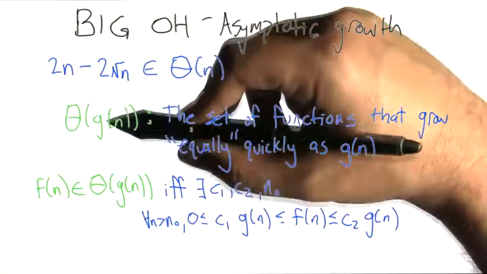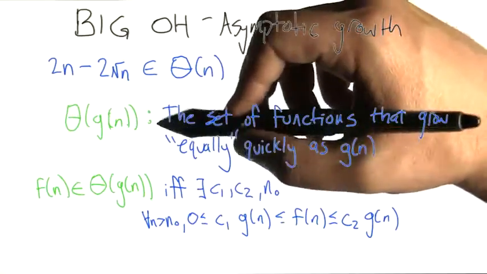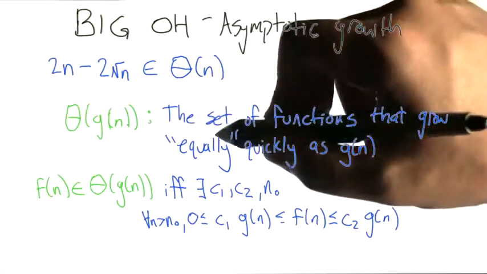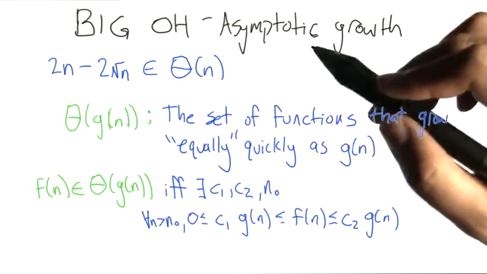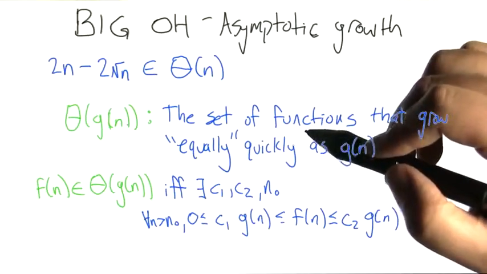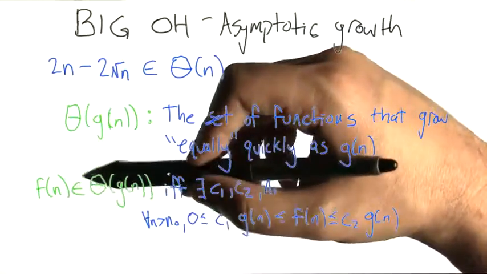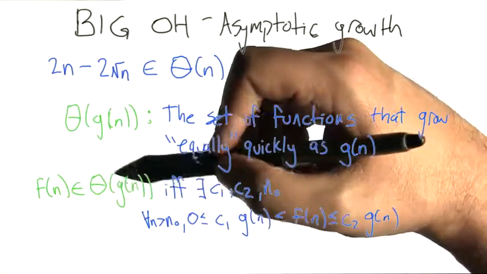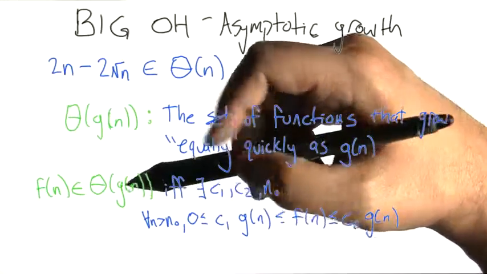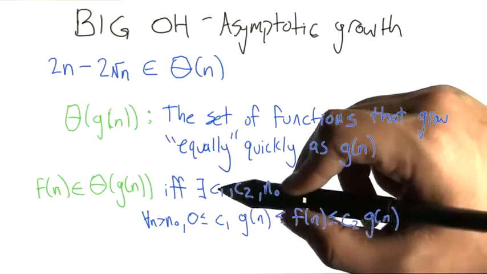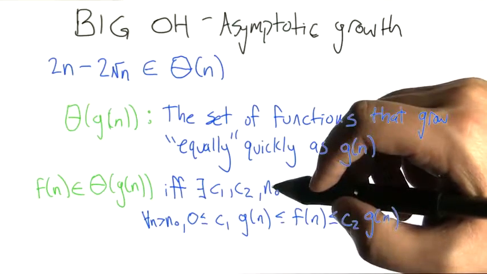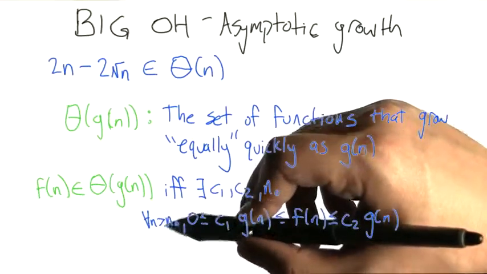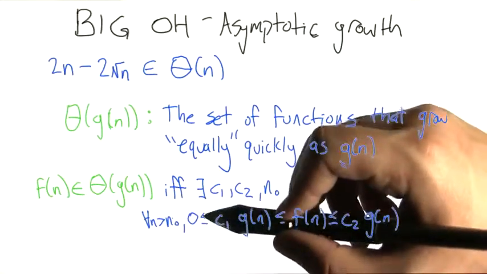So Big Theta of a function g of n is actually a set of functions, specifically the set of functions that grow equally quickly as g of n. So to be a bit more formal about it, we say that some function f of n is in the set of functions equally fast growing as g of n if and only if there's some constants c1 and c2 and some threshold n0 such that for any n bigger than n0 we have something that looks like this.